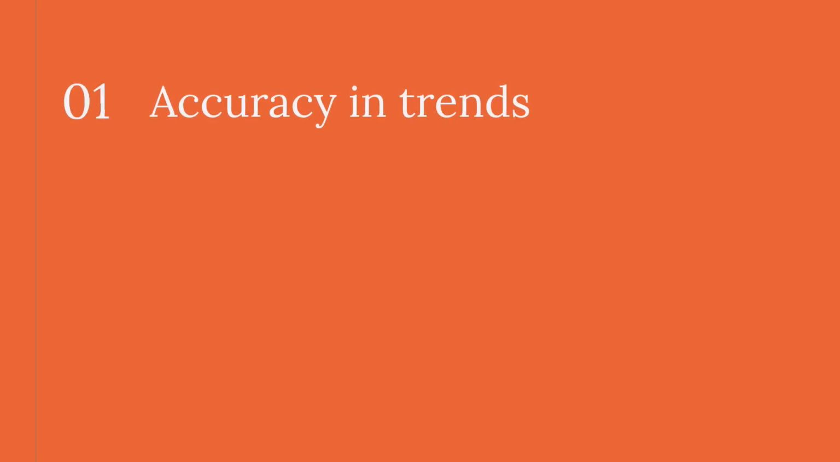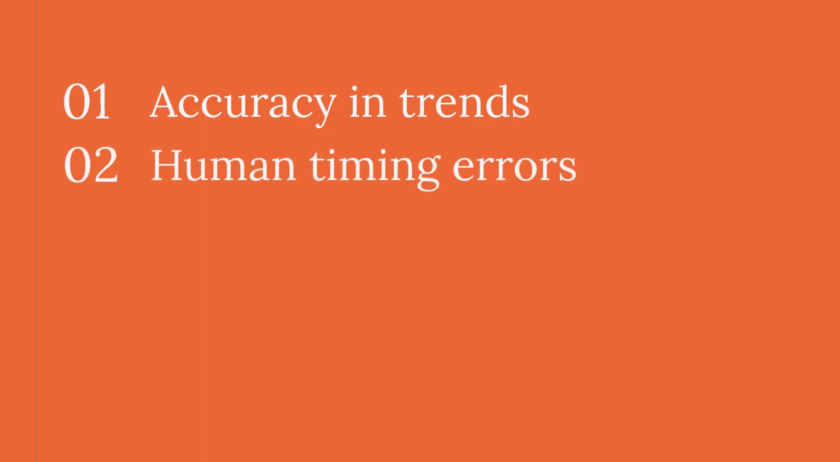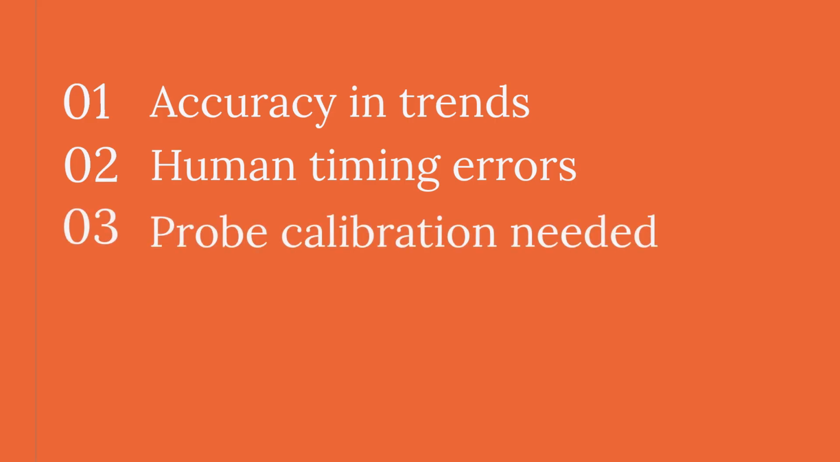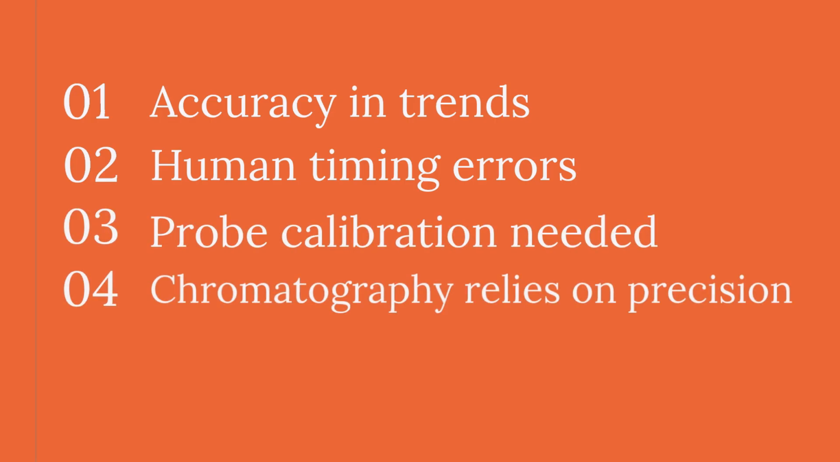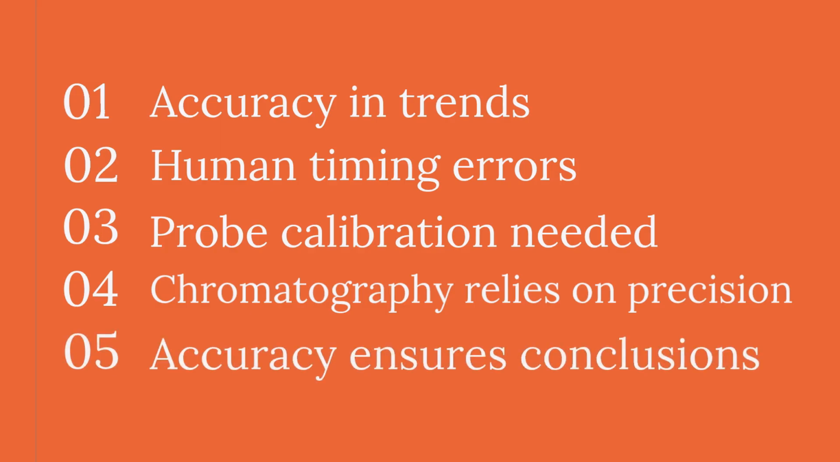Accuracy was key to identifying scientific trends. Human timing errors affected rate experiments. pH readings depended on probe calibration and mixing. Chromatography accuracy relied on precise measurements. Overall, accuracy supported valid conclusions despite minor limitations.